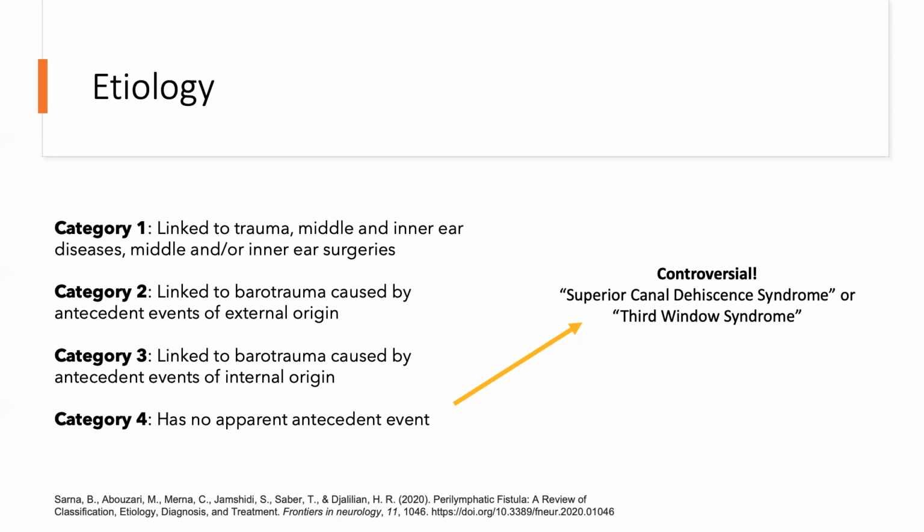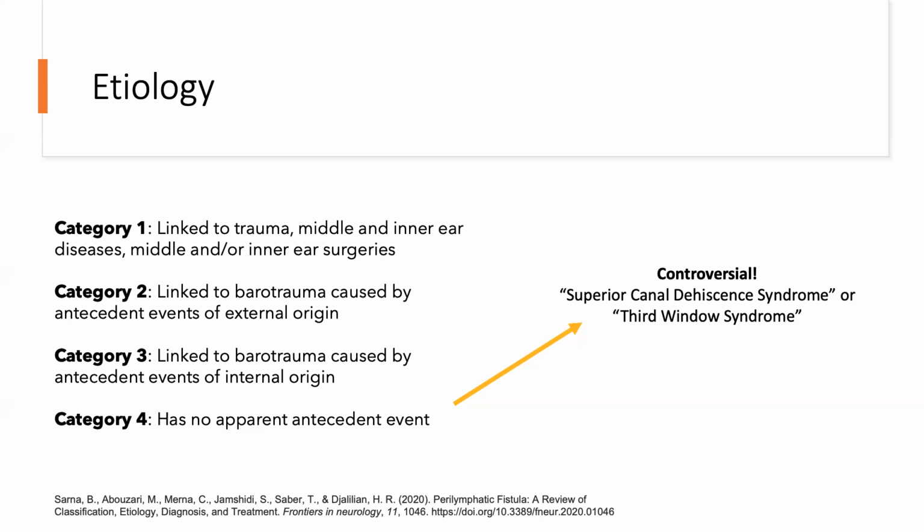Category 2 is linked to barotrauma caused by antecedent events of external origin. Examples of category 2 include flying, skydiving, or scuba diving. Category 3 is also linked to barotrauma, but caused by antecedent events of internal origin as opposed to external. So category 3 is internal. Some examples include any form of intracranial pressure like sneezing or heavy lifting, anything with straining.